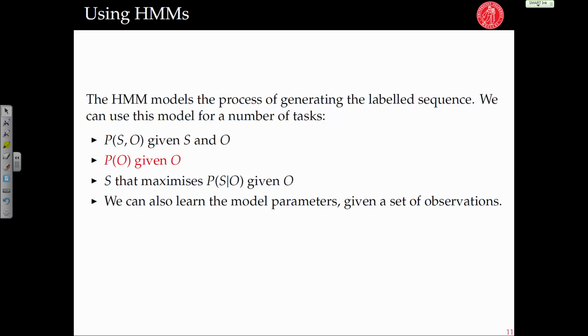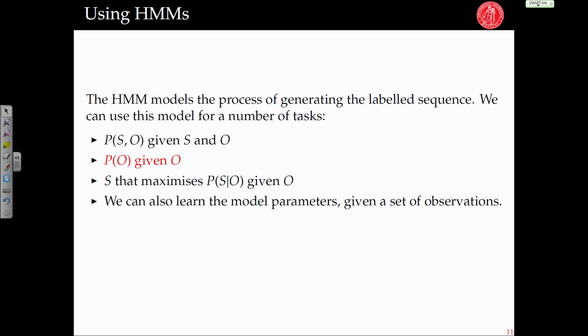Another common setup that you can use hidden Markov models with is to compute the probability of an observation sequence, regardless of the hidden state sequence. And this is something we know already. Do you know what this is? So, to compute the probability of O, the observation sequence. Yeah, exactly, that's what we did last week. So we can actually use hidden Markov models as a language model to compute the probability of a sentence.